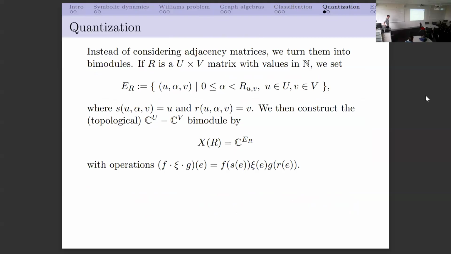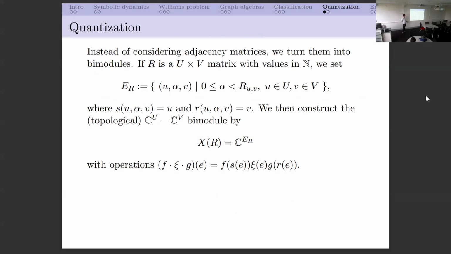Let me explain some elements of the construction and the proof. Instead of considering these rectangular adjacency matrices, let's turn them into bimodules. Let's linearize them. That's like first quantization, if you want. Whatever it is that I did here for a square adjacency matrix, I can do the same thing for a rectangular matrix with values in the natural numbers, including zero. So here's what I do. I just do the same.